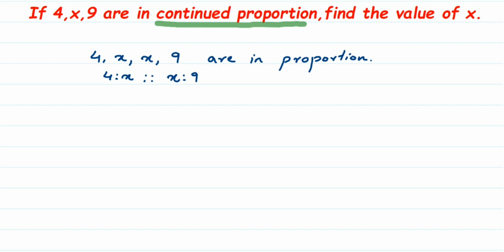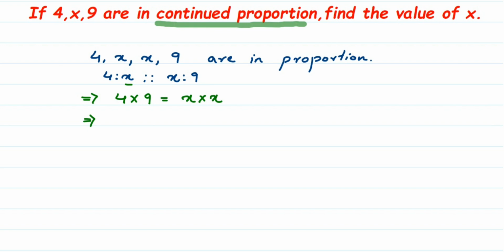The numbers you see at the ends, that is 4 and 9, they are the extremes, right? So the product of these two numbers, product means you have to multiply these two numbers, is the same as the product of the means. The numbers which you see at the center are the means. So if I represent this, it is going to look like 4 into 9, because 4 and 9 are the extremes. So product of extremes is equal to product of means. The means we have are x and x. So it's x into x. Right?